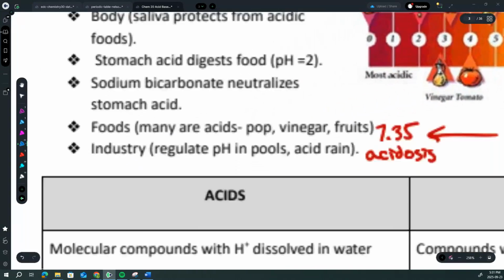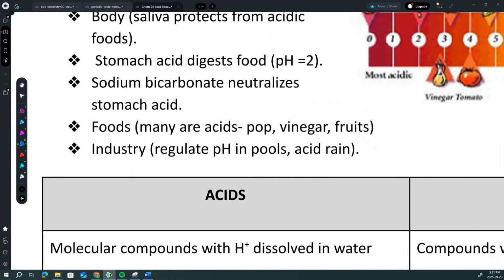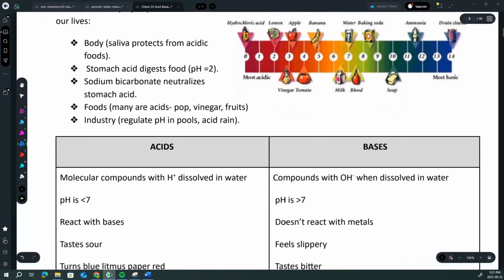In industry, pH is important for regulating the pH of pools, which in general you want your pH of your swimming pool to be around 7 or 7 to 7.6. Okay, anything outside of that range, a pH of 7 to 7.6, swimming in a pool will be uncomfortable.